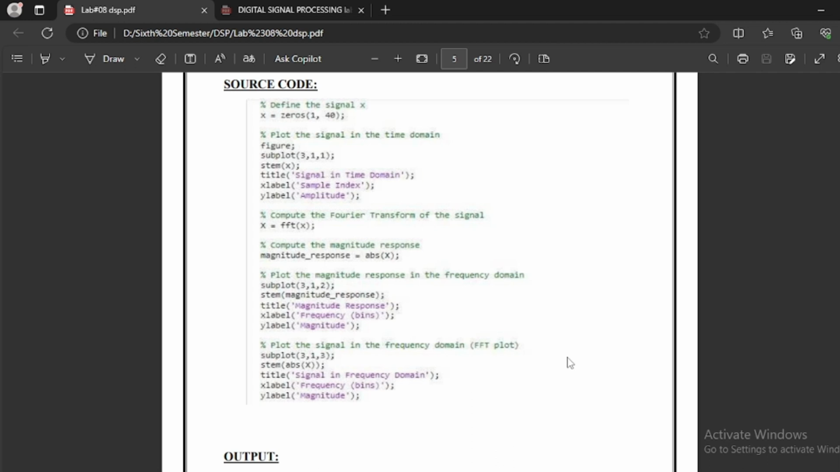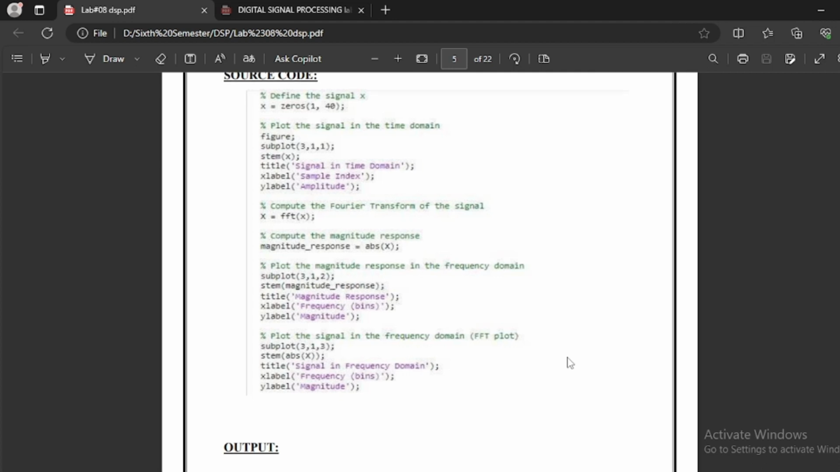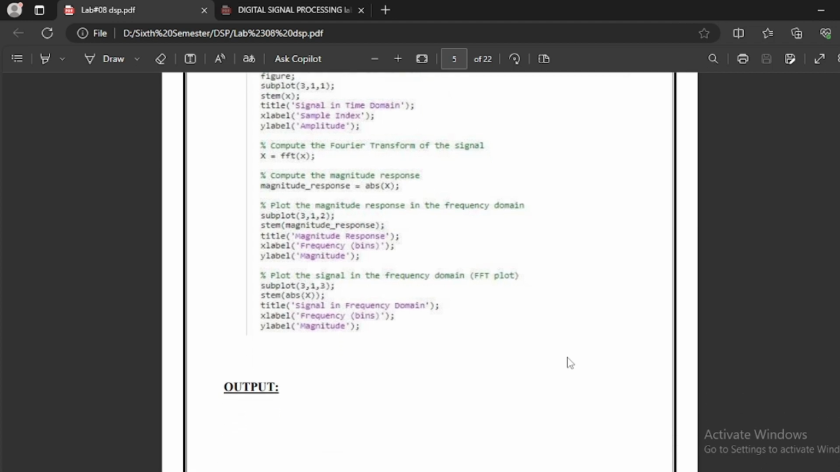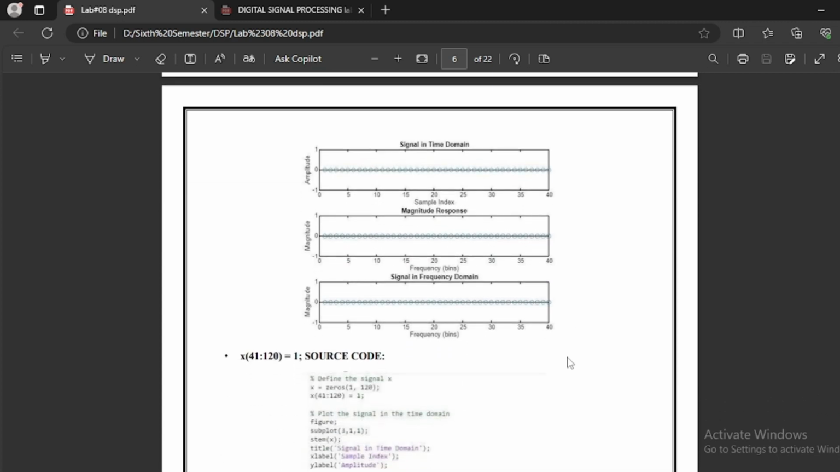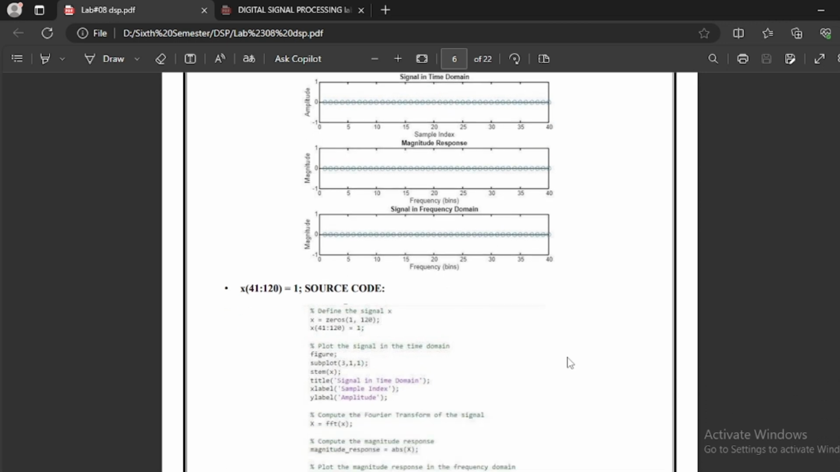x is equal to f of t, x, compute the magnitude response. We use this formula, then we use subplot command, stem, title, x label, y label. Here is our output. First signal in time domain, then magnitude response, the signal in frequency domain.